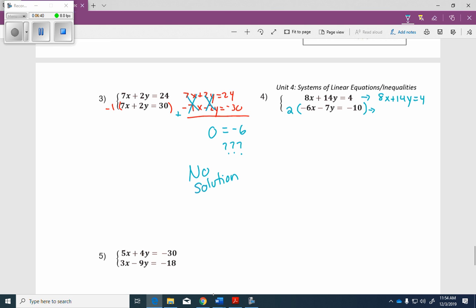The bottom equation is now -12x minus 14y equals -20. I do have opposites, so I can add these together. I get -4x, the y's are eliminated, equals -16. Divide both sides by -4. x is a +4.